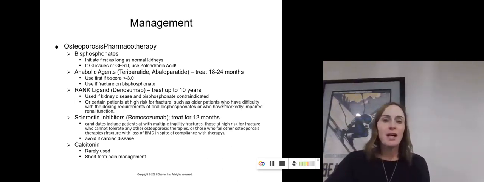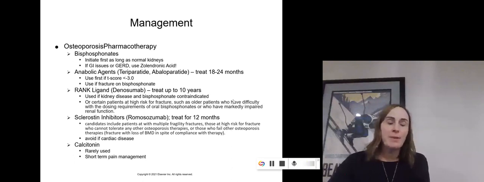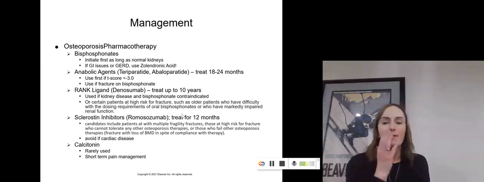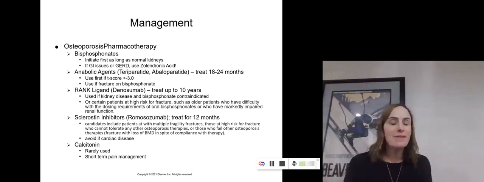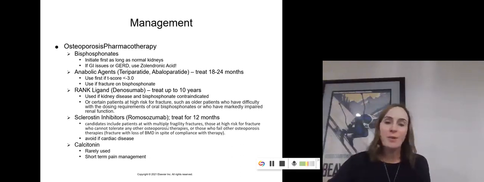Sclerostin inhibitors are relatively new. I'm going to be honest, I've never used one. I work at the VA. They're not available yet. I'm a little nervous about these. Romosozumab is our first one. They're pretty exciting drugs that do a really good job. They're very good for patients who have multiple fragility fractures or those who are at very high risk for fracture and cannot tolerate any other therapies. We typically don't use them first line.